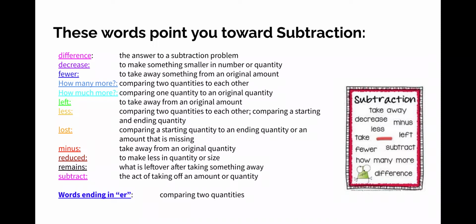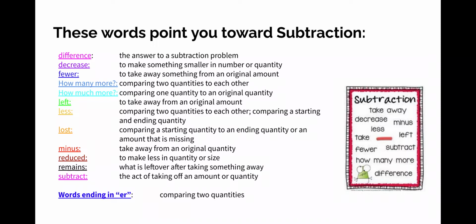Left is to take away from an original amount. Less is comparing two quantities to each other, comparing a starting and an ending quantity. Lost, comparing a starting quantity to an ending quantity or an amount that is missing. Minus means to take away from an original quantity. Reduced means to make less in quantity or size. Remains are what is left over after taking something away.